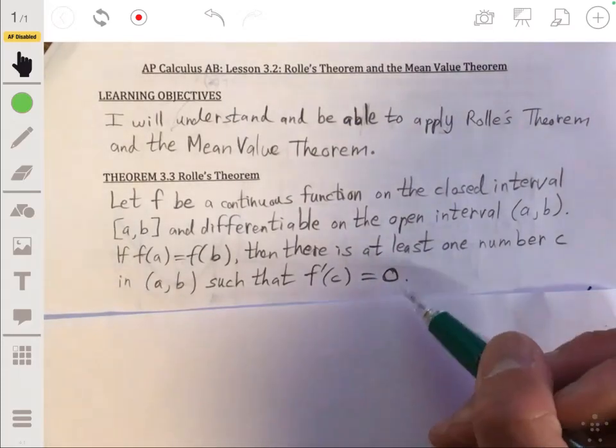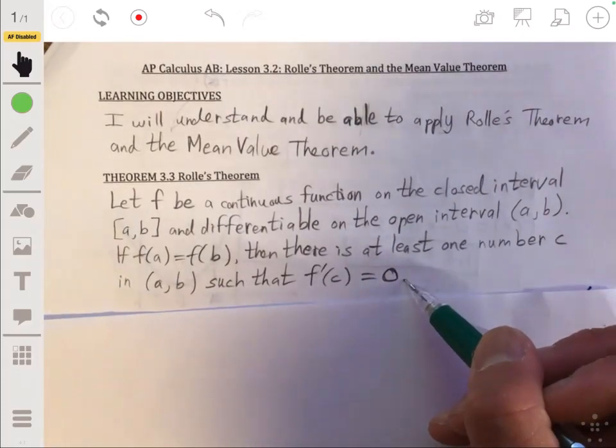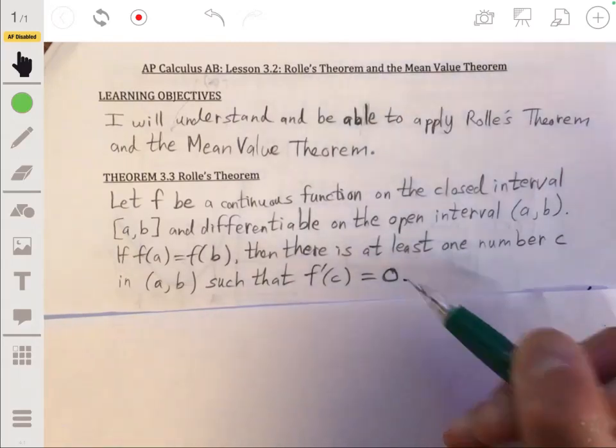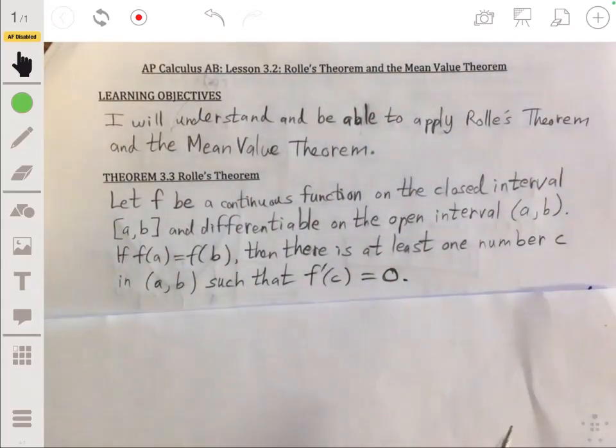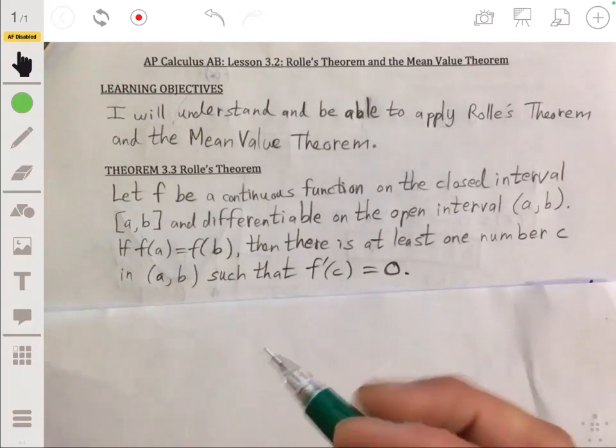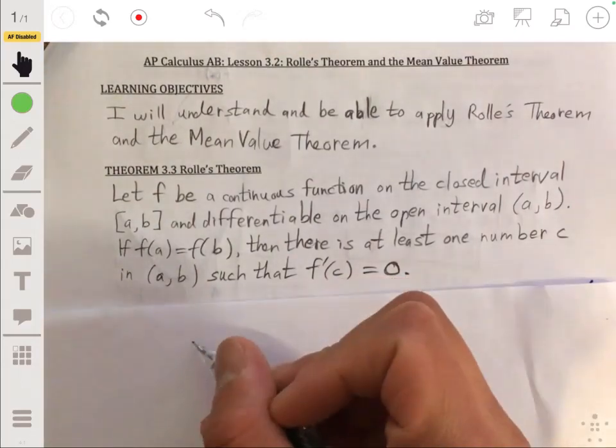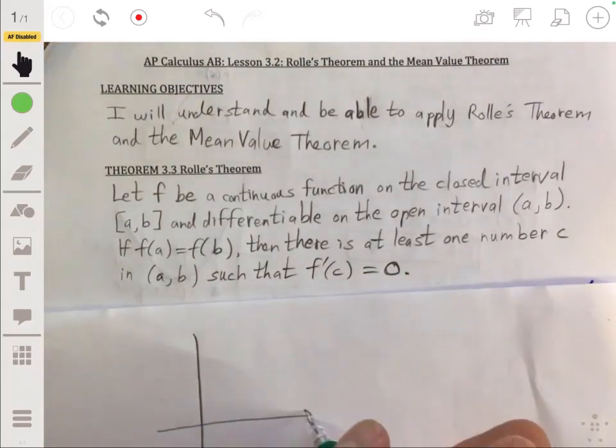All right, so what does that even mean? Well, it's actually quite simple. Let me just draw a picture to show what's going on. So draw a little x, y axes.